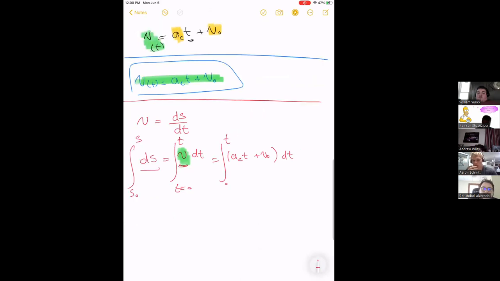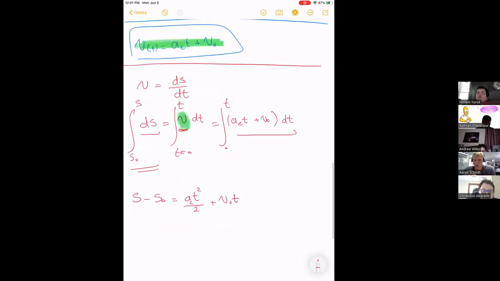And if you do this integral, the left side is going to be s minus s0. Remember, just because time is 0 doesn't mean your original position is 0. You could be a few yards or feet or whatever off the origin. So this s0 is that position. And here you're going to get A_C t squared by 2 plus v0 t. And if you want to find S as a function of time in general, S is going to be A_C t squared by 2 plus V0 t plus S0.